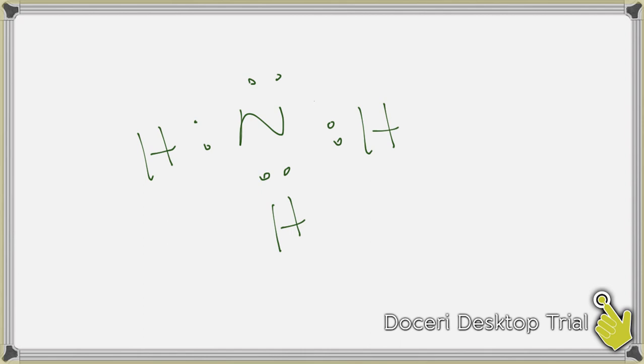How many electron domains around the center atom in this case? It is 1, 2, 3, 4. 4 electron domains. Electron geometry is tetrahedral. What is the molecular geometry?